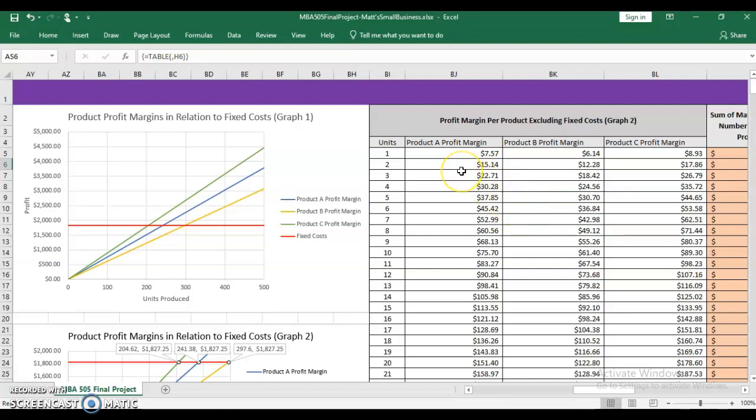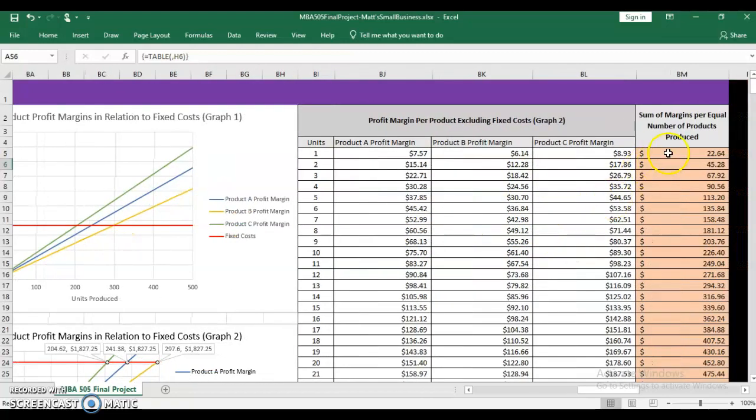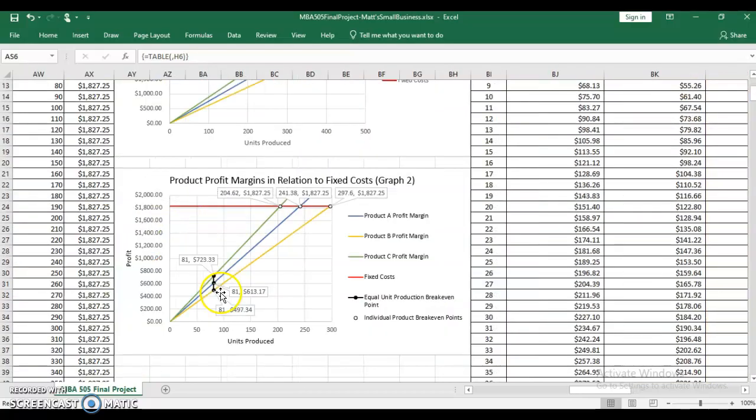I took the profit margin from each and made one simpler data table over here, and then I added a row across to find a sum of margins per equal number of products produced. So if we produce products in parallel, regardless of trying to maximize profit, this is what it would yield. If we took one of each, I'm going to make 22.64 excluding fixed costs.